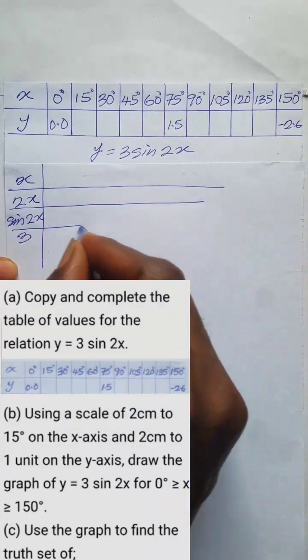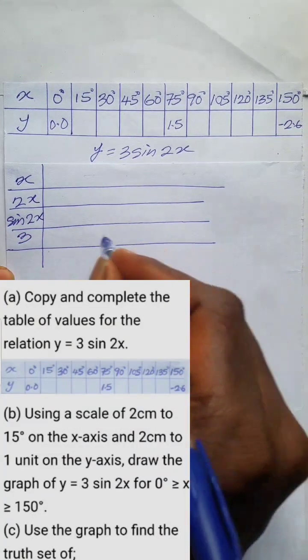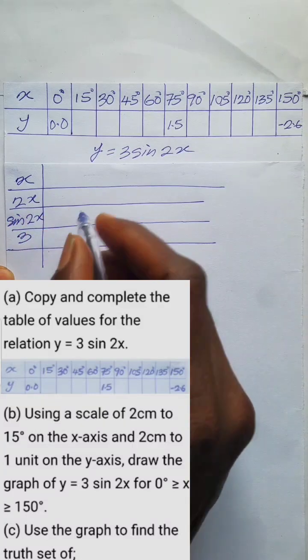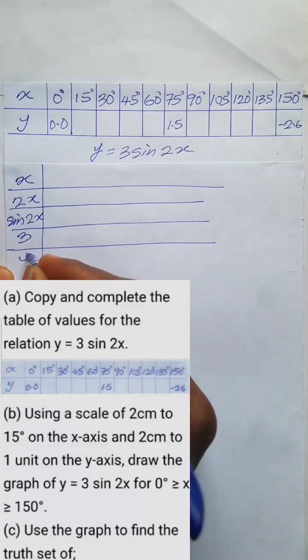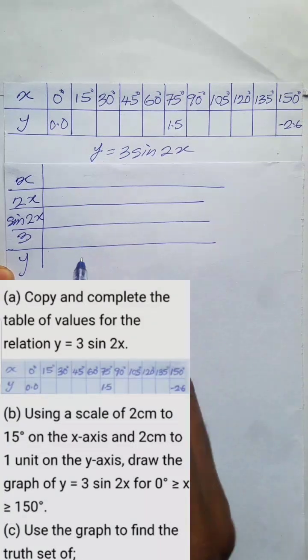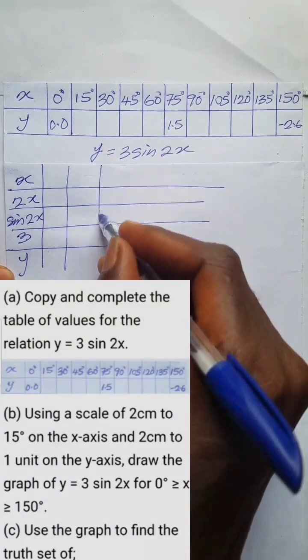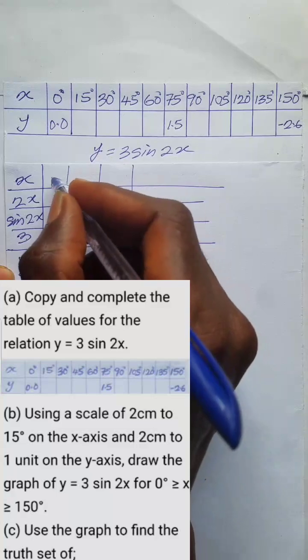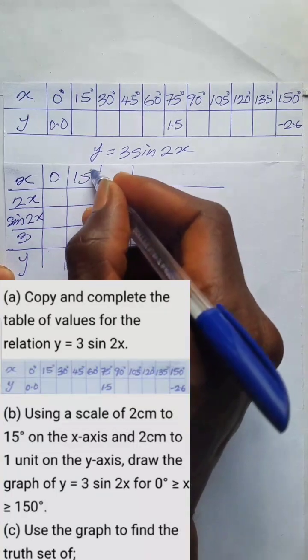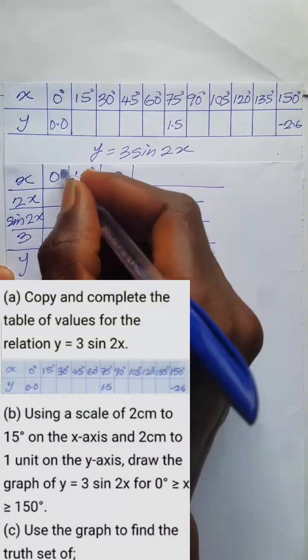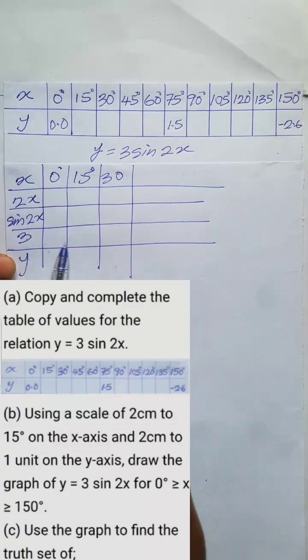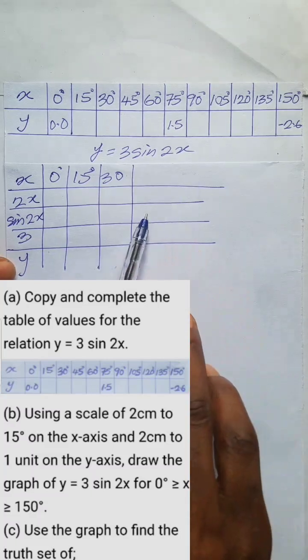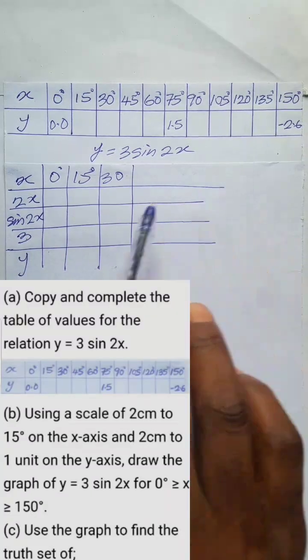Now, these are going to give you different columns like this. When you multiply these two, 3 and sine 2x, that's what you have as your y on this column. So you're going to have different values like this. This is 0, this is 15 degrees, this is 30 degrees, and so on and so forth. Now this is what we'll be working with. Okay, now for the sake of presentation, let's get this out properly.